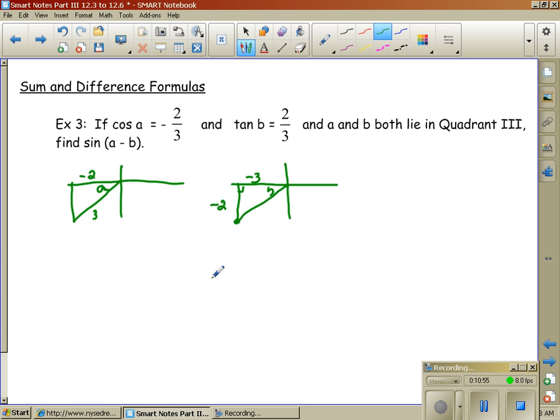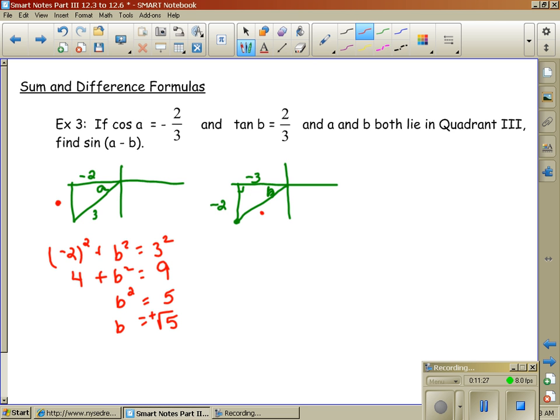Okay? So you're going to do the same thing as we did in the last one and find the missing side. So here they might not come out even. And remember that even though they're both 2 and 3, one, the hypotenuse is missing, one's a leg, so they're not going to turn out the same. So we have -2 squared plus b squared equals 3 squared. So we have 4 plus b squared equals 9. So b squared equals 5. So b equals the square root of 5.